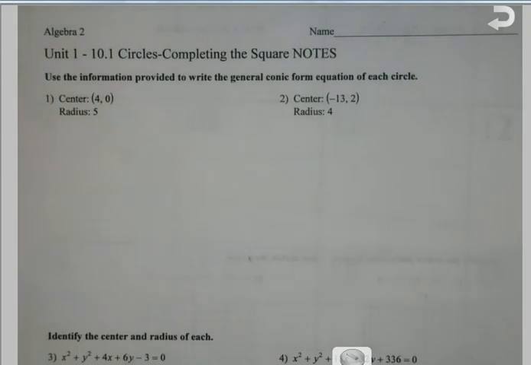Doing all of our circle stuff, finding the center and the radius and things like that. So what we're going to do now is take what we know about circles and expand it a little bit. Like we did yesterday, I want to make sure we got some vocabulary down here.